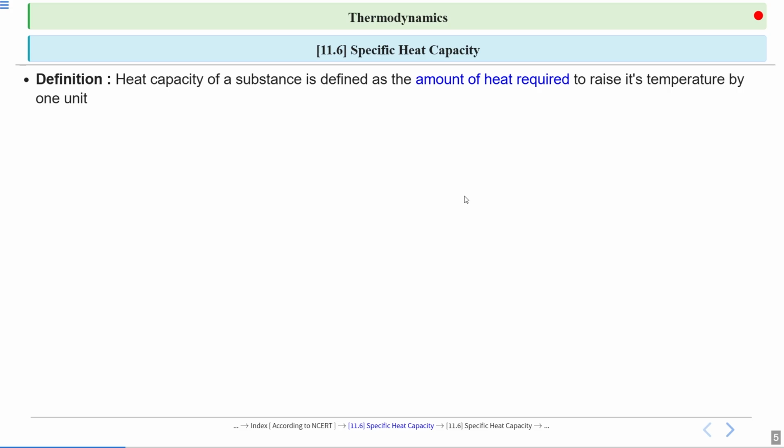So basically, the heat capacity of a substance is defined as the amount of heat required to raise its temperature by 1 unit, or we can say by 1 degree Celsius or 1 Kelvin. It tells us how much heat the entire object needs to get warmer by 1 degree. The mathematical expression of heat capacity is capital S equal to delta Q divided by delta T.